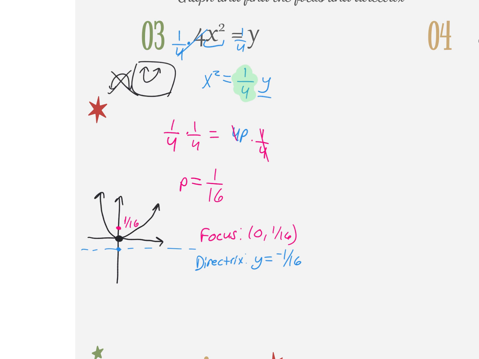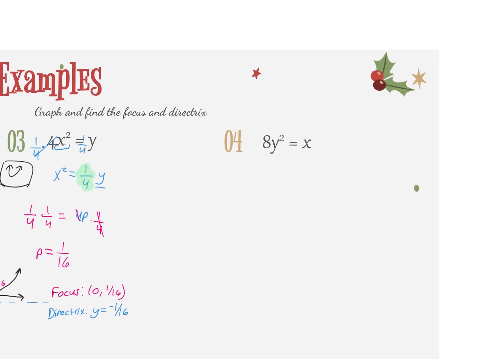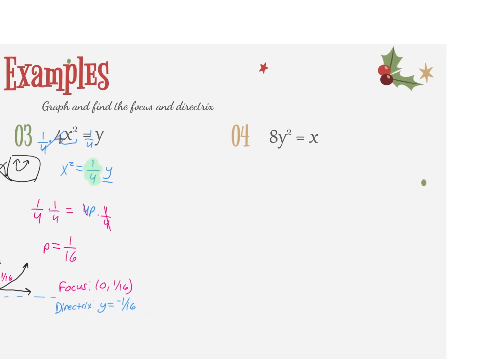So we can do the same thing with number 4. Notice that your squared variable is not by itself. So we want to get it by itself by multiplying by the reciprocal on both sides. So I'm going to multiply by 1/8. 8 and 1/8 cancel out. I get y squared equals 1/8 x. And now you can take that number that's in front of your not squared variable and set that equal to 4p. So I get 4p equals 1/8. Just like before, you can multiply by the reciprocal, and then you get p by itself: p equals 1/32.